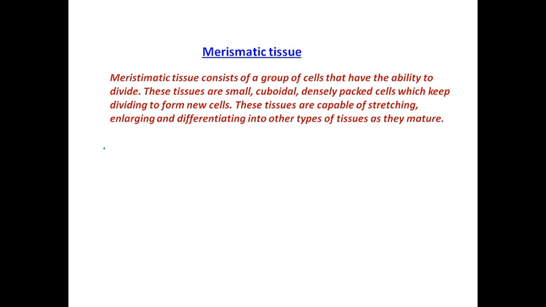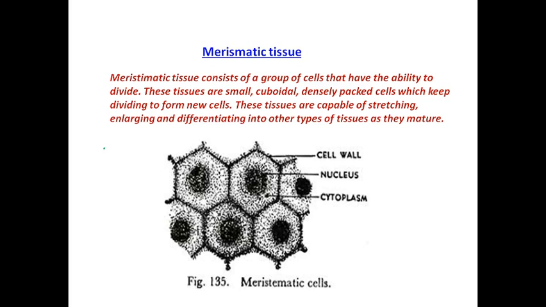And these tissues are made up of small cuboidal cells which are densely packed. Here you see, if you observe a meristematic tissue under a microscope, the cells are densely packed together and they are cuboidal in shape. They have a nucleus, they have a prominent cell wall and they have cytoplasm. So these cells are capable of stretching, enlarging and differentiating into other types of tissues as they mature.